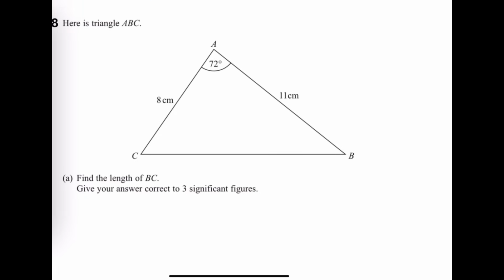Question 18. Here is a triangle ABC. Find the length of BC and give your answer correct to 3 significant figures. So they are trying to find this over here. Let's mark that as X. So we are going to use the cosine rule. Why? This is because we have A and we have B and we have the angle that's in between them. If you see two lengths and the angle between, you know that we are going to use the cosine rule.